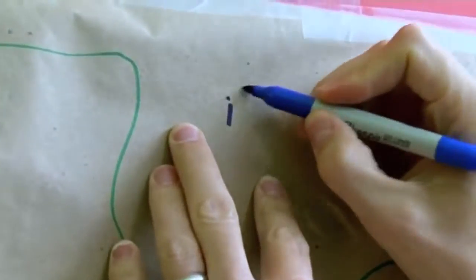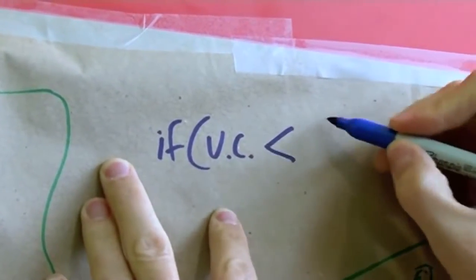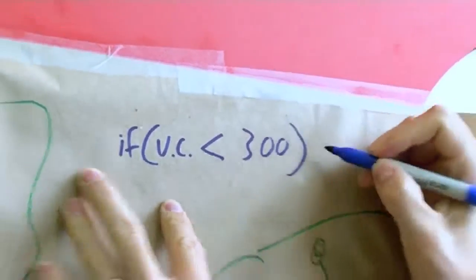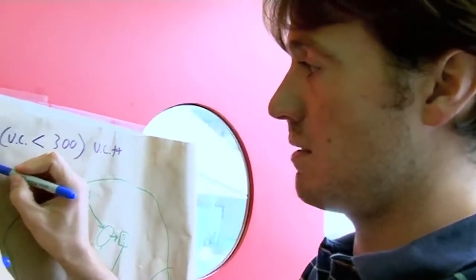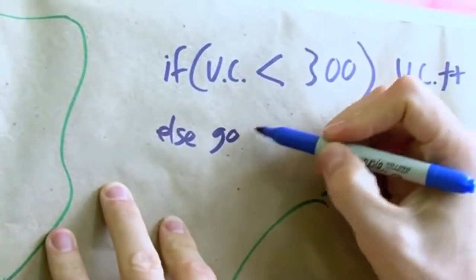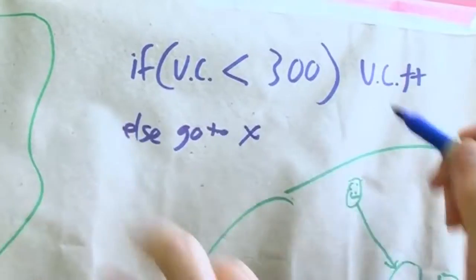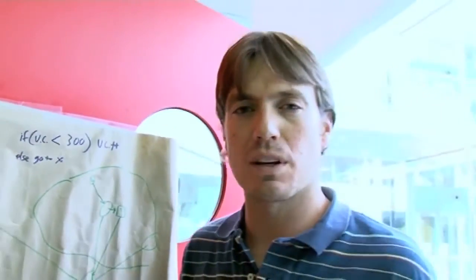And when someone's writing code, they need to put the logic in the code that says where you should stop, or if one condition is true, you go to the left, and the other condition is true, you go to the right. Now, this condition can be written like this: if the view count is less than 300, then go ahead and add 1 to the view count. Otherwise, go to X, where X is our much more complicated view count pipeline.